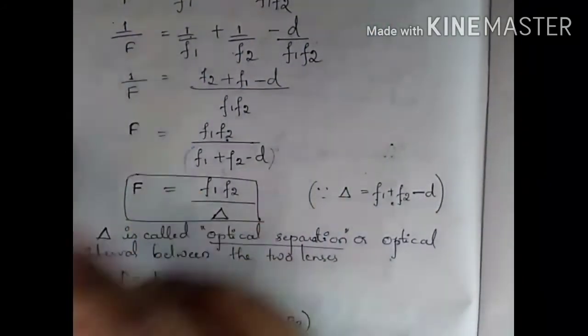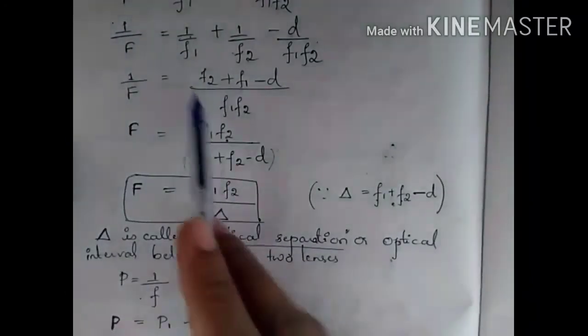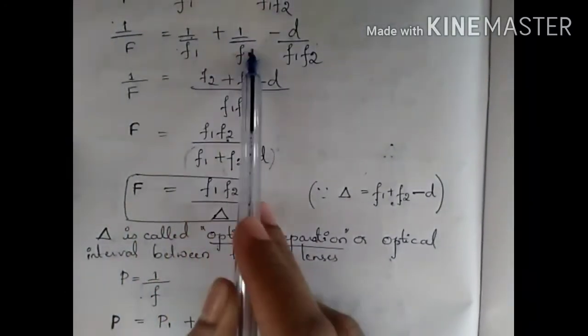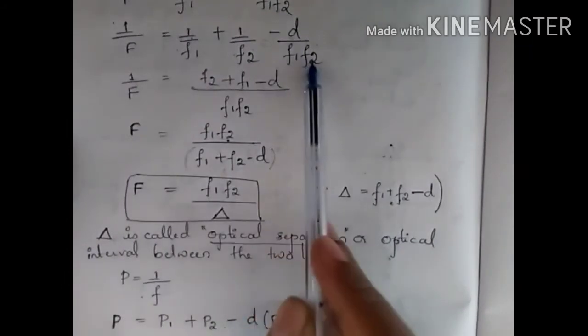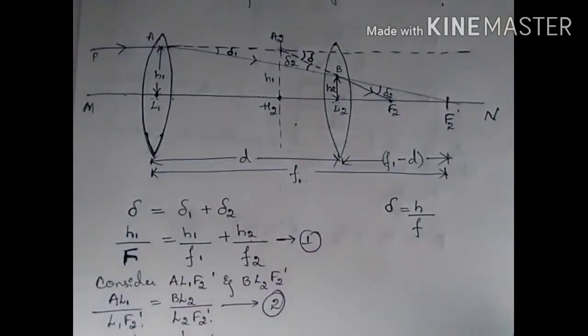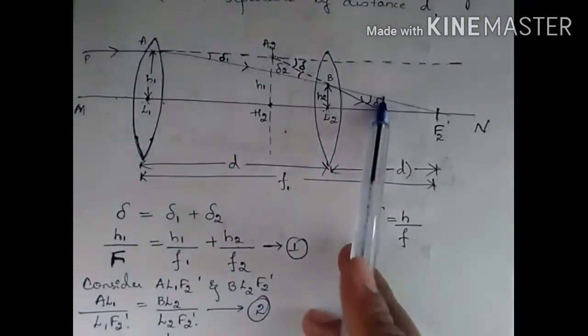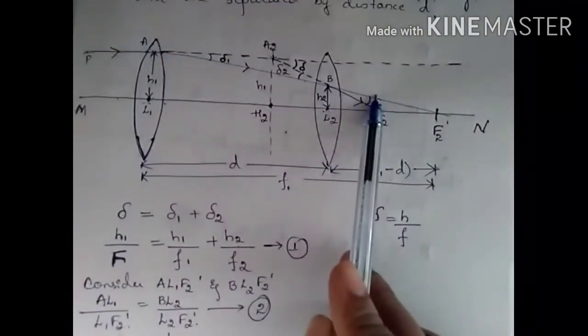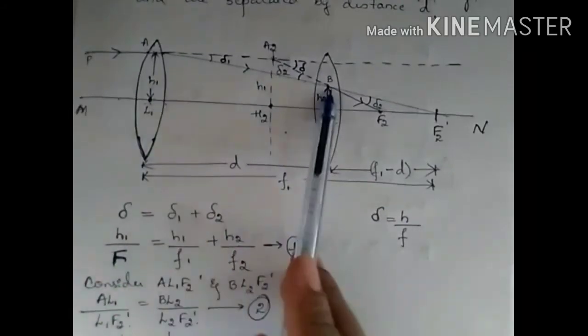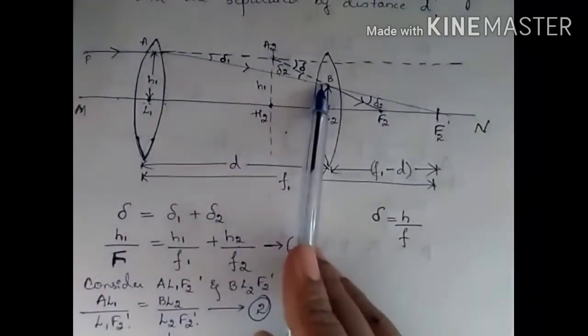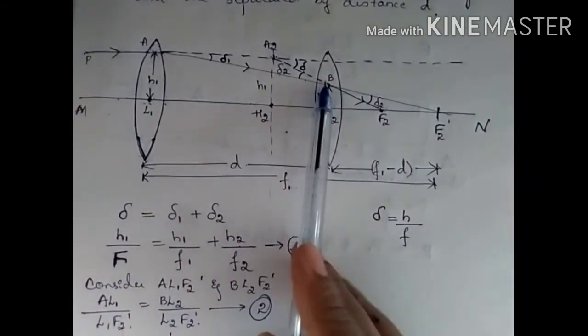So 1 by f we know is the power. So P is equal to P1 plus P2 minus d P1 P2. Now if you see here, if the medium on either side of the lens is air, and the medium between the two lenses has the refractive index n.